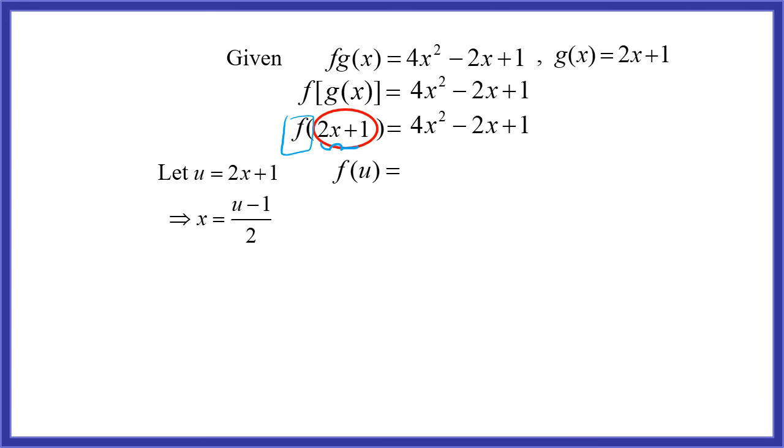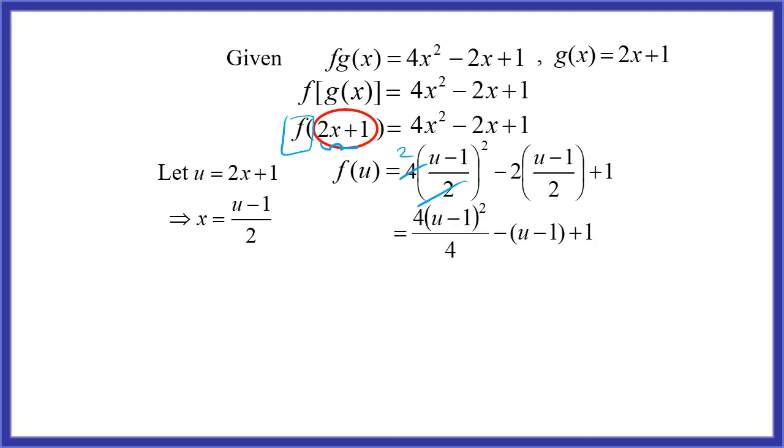So we replace both left and right hand side with u. On the left side will be f(u), and the right side will be 4 of x replaced by (u minus 1) over 2, squared, minus 2 of (u minus 1) over 2, plus 1. Now simplify everything. Here 2 squared is 4, so 4 over 4 will be cancelled out already. Sorry for the mistakes.